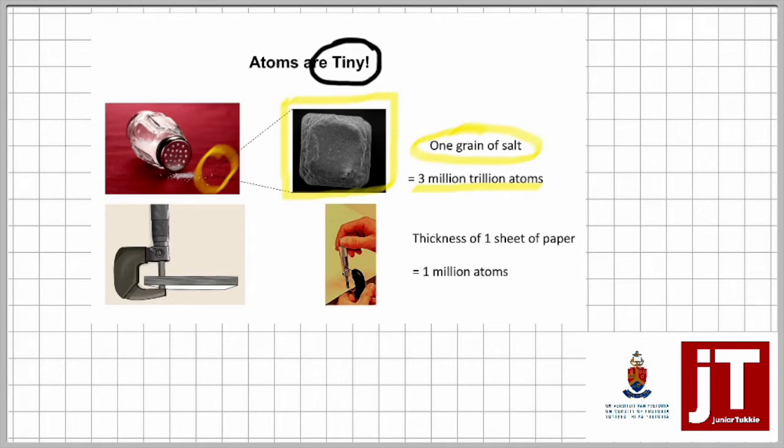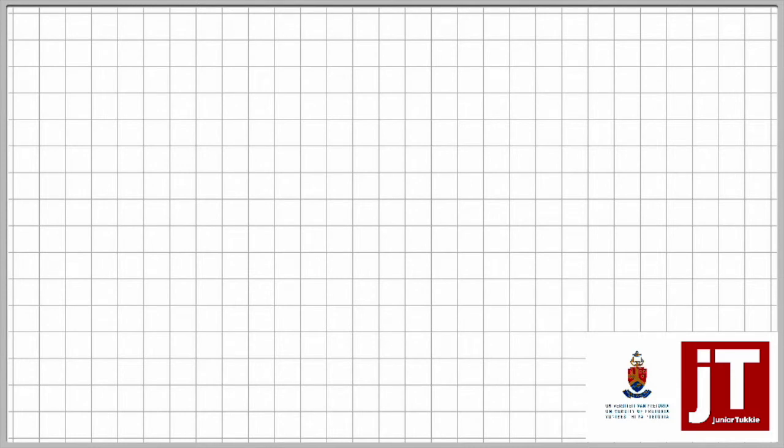Another illustration is a sheet of paper. Let's have a look at the thickness of 1 sheet of paper. If we measure the thickness of just 1 sheet, the thickness is equivalent to 1 million atoms. So across the thickness of the sheet of paper, like this, we have got 1 million atoms. That also gives us an indication of how small an atom actually is.